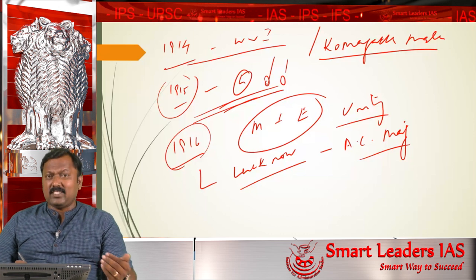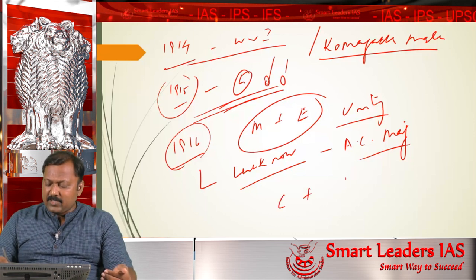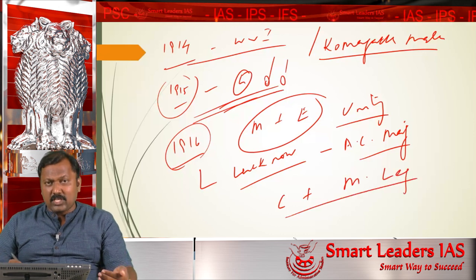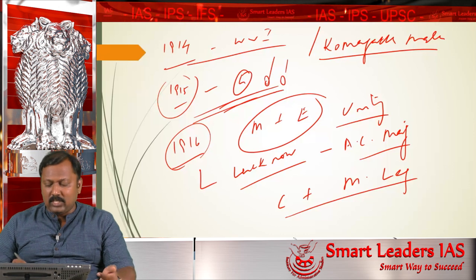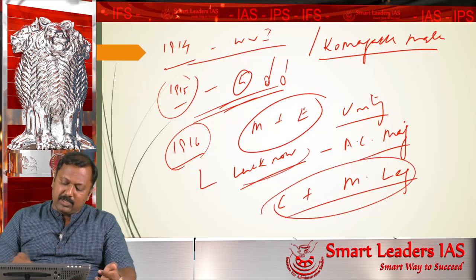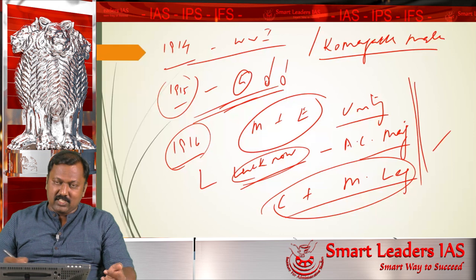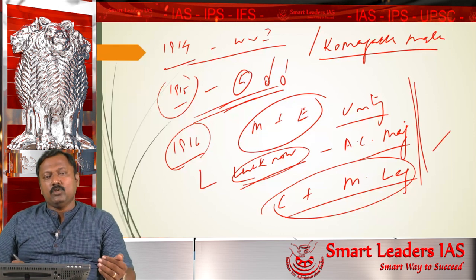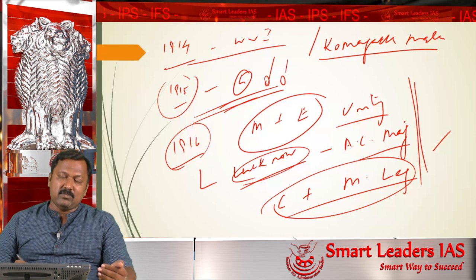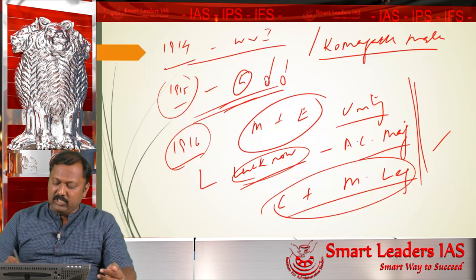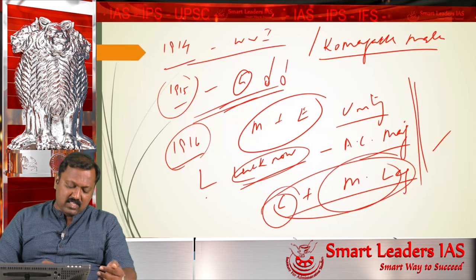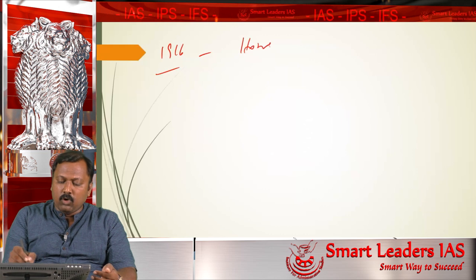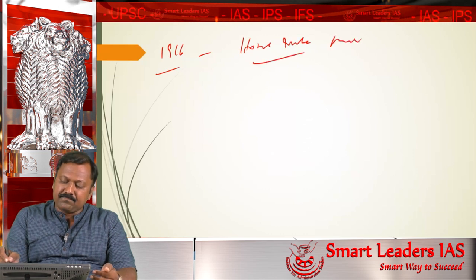Not only the moderates and extremists united, you must know Congress and the Muslim League also united in 1916 in order to work together. This is also a very important event which happened in Lucknow. This question had already been asked in the preliminary. You have to understand Lucknow unity and Lucknow Pact. Lucknow unity is a unity between moderates and extremists. Lucknow Pact is a pact signed between Congress and the Muslim League. This event happened. Simultaneously in 1916 another event happened, which is called the Home Rule Movement.